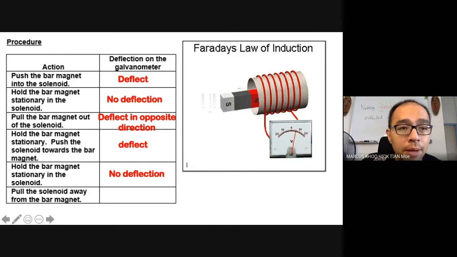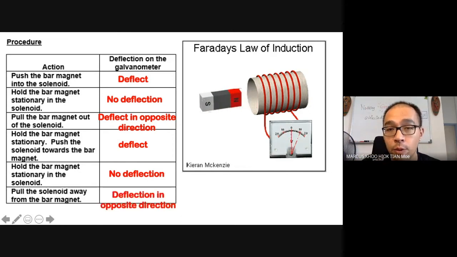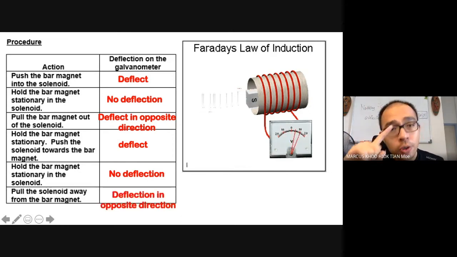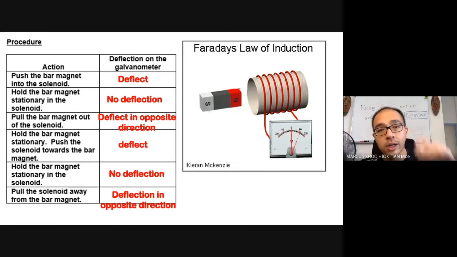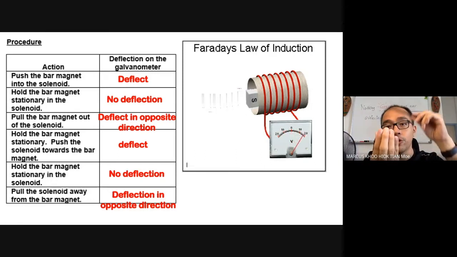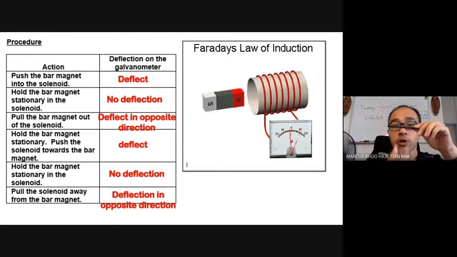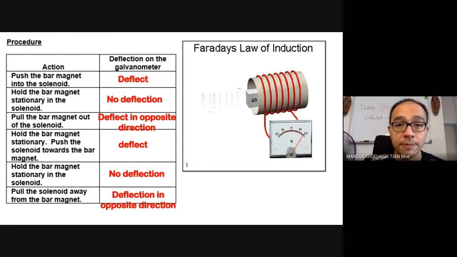So you hold the bar magnet stationary, you push the solenoid towards the bar, same thing, there will be a deflection. Hold the bar magnet stationary in the solenoid, no deflection. And finally, you pull the solenoid away from the bar magnet, there will be a deflection. So the same thing, like just now, the conductor and one magnet. You move the conductor, deflection. You move the magnet, deflection.